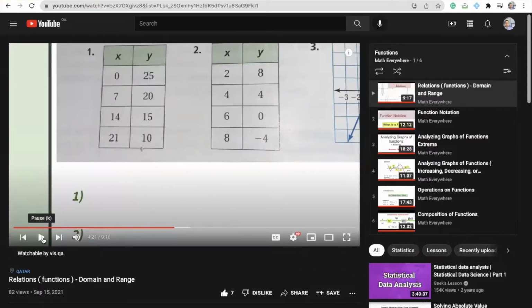So this is a linear function. Why? Because x is increasing by 7 every time and y is decreasing by 5. Question 2, x is increasing by 2 every time because 2, 4, 6, 8, whereas y is decreasing by 4: 8, 4, 0, negative 4. This is a linear function. First one for you.